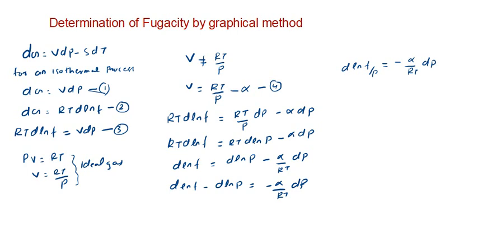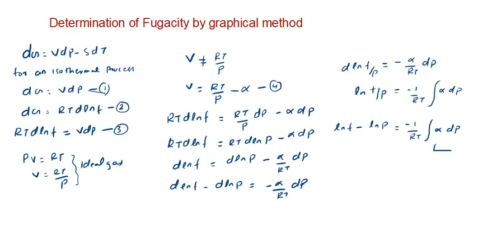On integration, ln (f/P) = -(1/RT) integral of alpha dP, or ln f - ln P = -(1/RT) integral of alpha dP. And this is equation number 5. So using equation number 5, we can determine the fugacity.